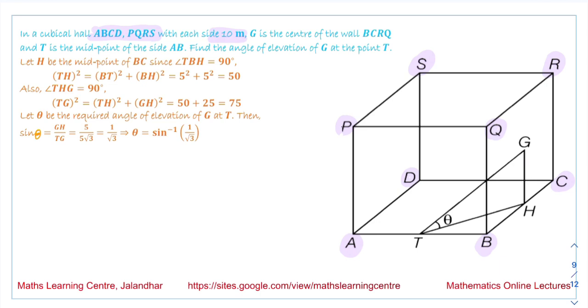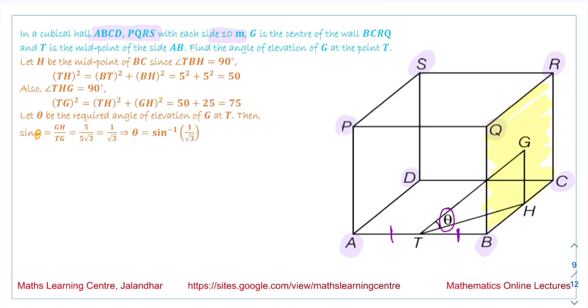G is the center of the wall. We are talking about this wall over here, B, C, R, Q. G is the center of this wall, and T is the midpoint of the side AB. Find the angle of elevation of G at the point T. You have to calculate the value of this angle theta.